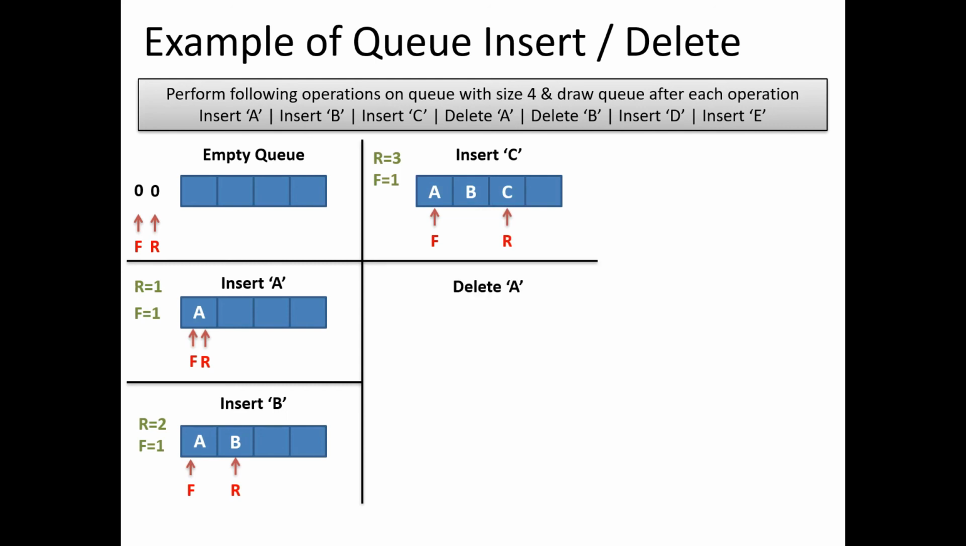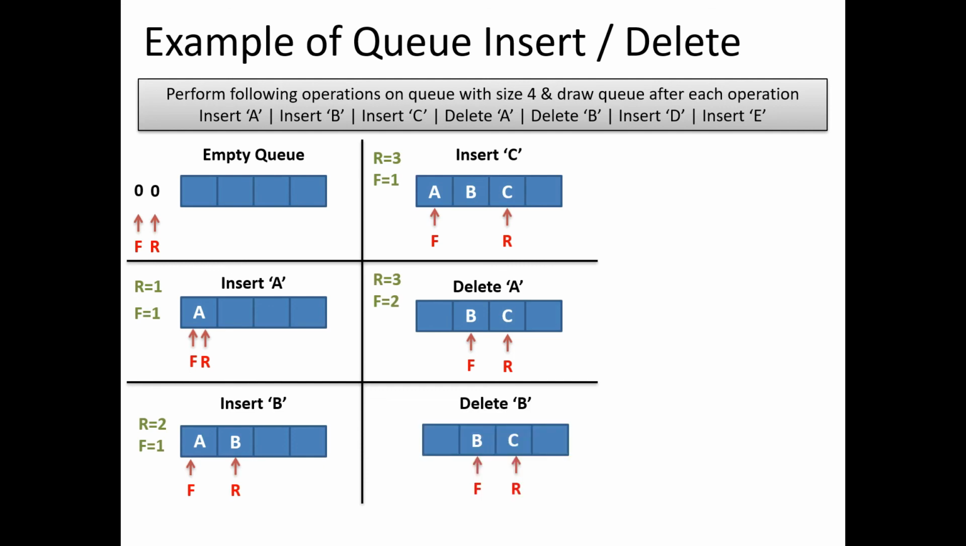Now delete A. Now we can delete an element from front. So now F is pointed at position number 2 and A is deleted. So now R is equal to 3 and F is equal to 2. Now delete B. So again the deletion operation is performed from front. So our front is pointed at position number 3 where our rear is pointed. So R and F both become 3.